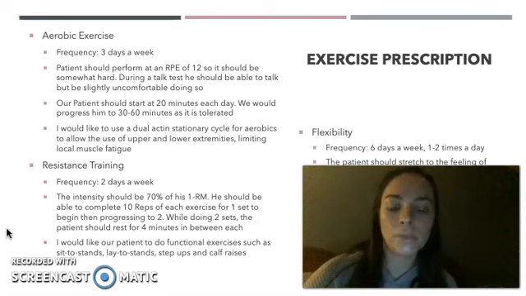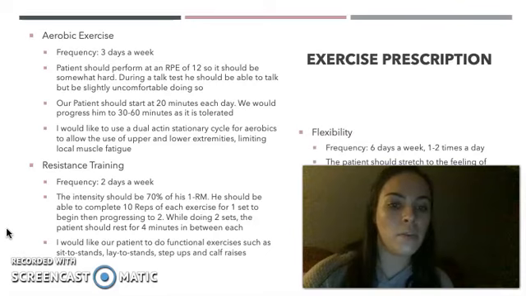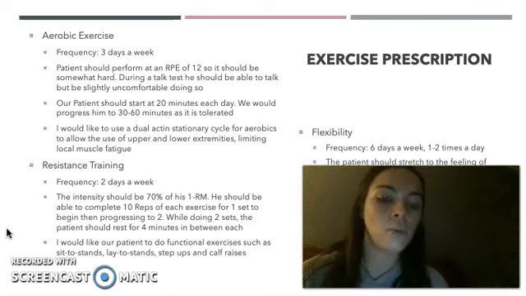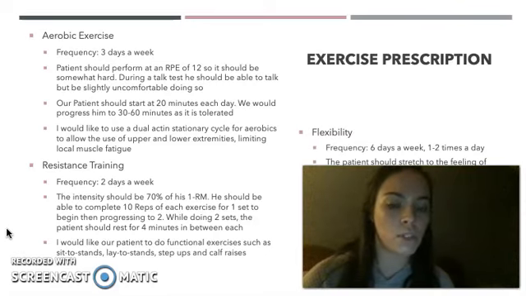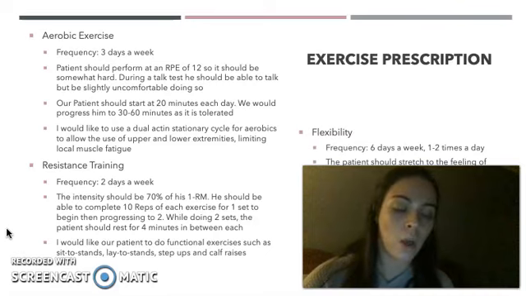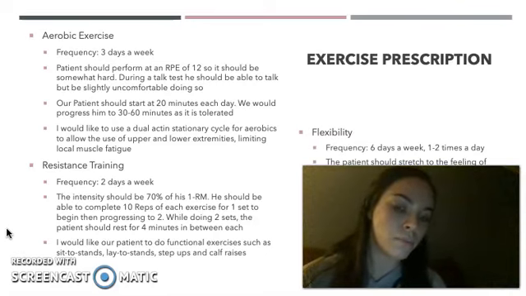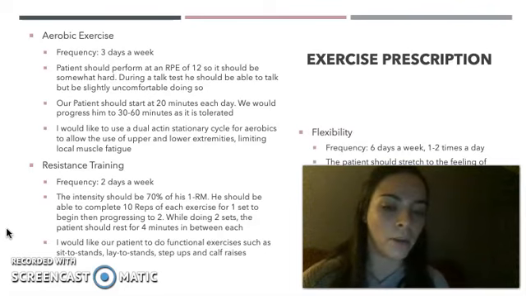For resistance training, I would like to do 2 days a week, and it should be at 70% of his 1RM, so he should be able to complete 10 reps of each exercise for 1 set, and then we'd like to progress him to 2 sets. When he gets to 2 sets, the patient should rest for 4 minutes in between each set to help with the fatigue. I would like our patient to do functional exercises such as sit to stands, lay to stands, step ups, and calf raises. For step ups, it would be nice to use a bench at a lower height.